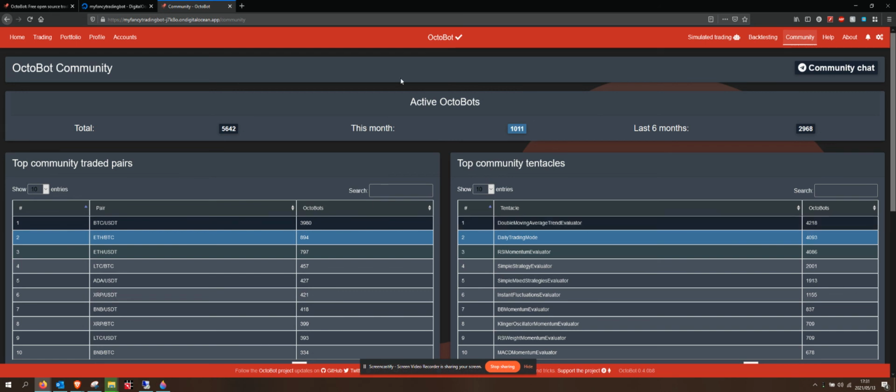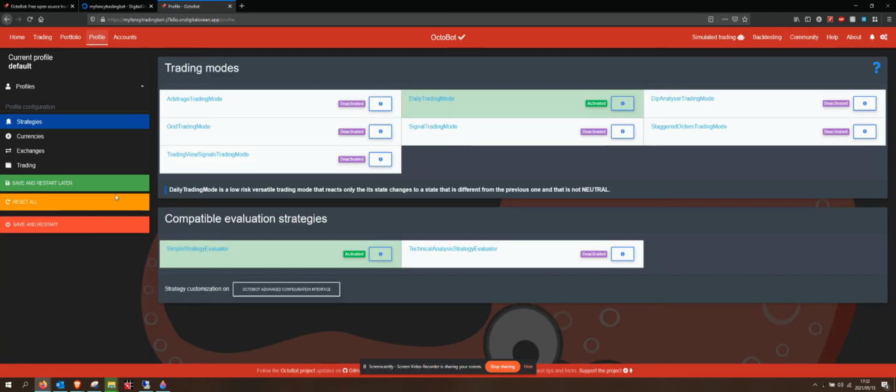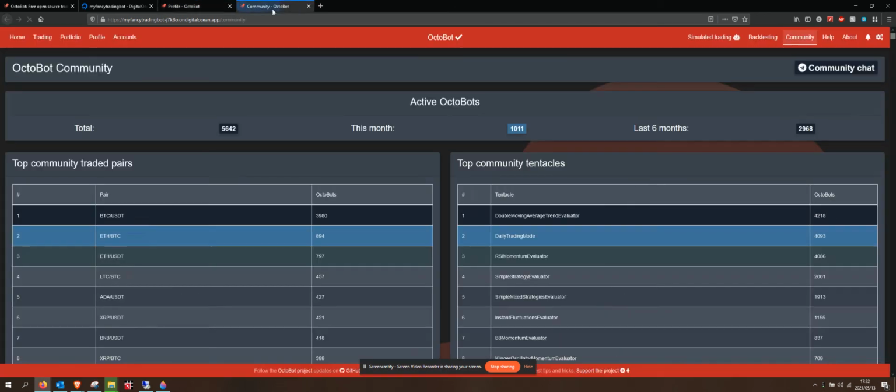All it really is, if I were to go to my profile, let's do that over here. I go to my profile, and then these are my trading modes. So where is my double moving average? Do I have a double moving average? I'm not actually seeing it. So it could be an additional setup that they've done. If I want, I can say open link in new tab. So I'm just opening that community page up in a second tab so I can see that.